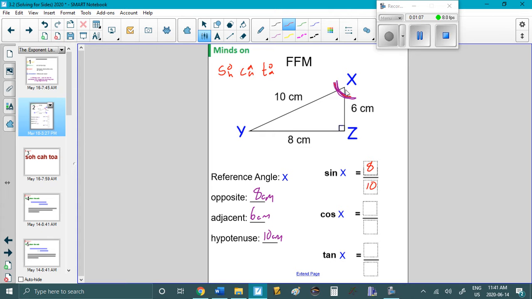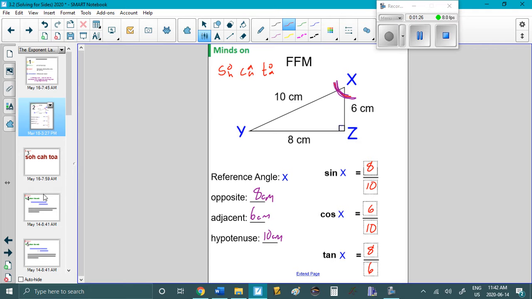Cos of x is going to be the length of the adjacent side, which is 6, over the hypotenuse. I'm getting that from here, which is 10. And finally, tan is toa. T is for tan, O for opposite, A adjacent. So opposite 8 over adjacent 6.